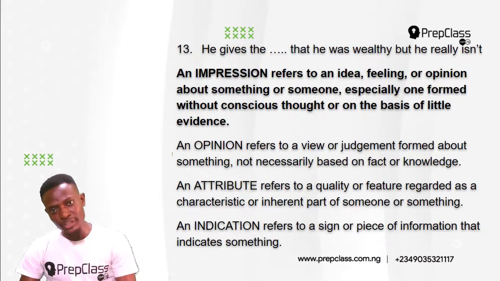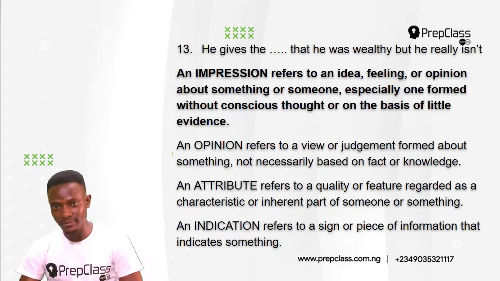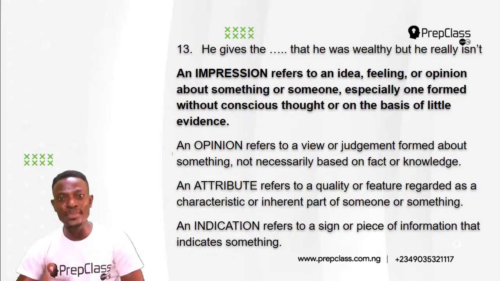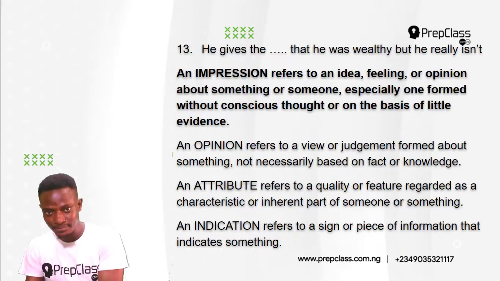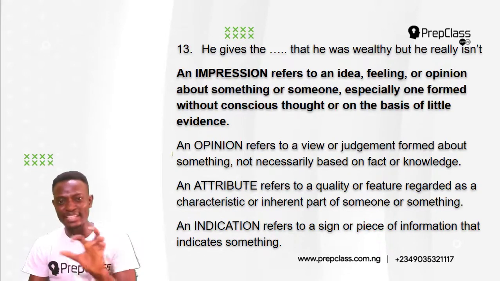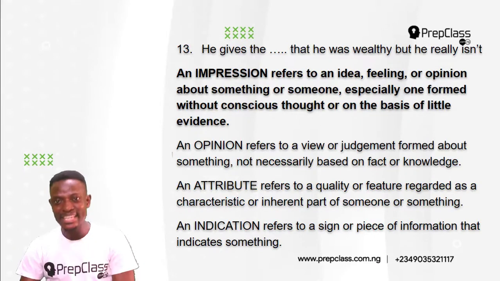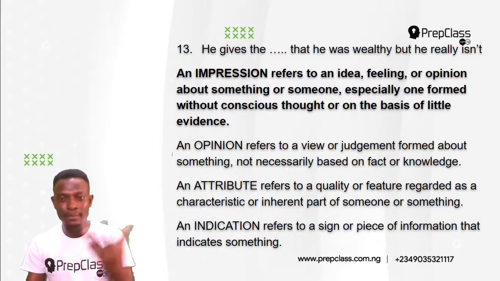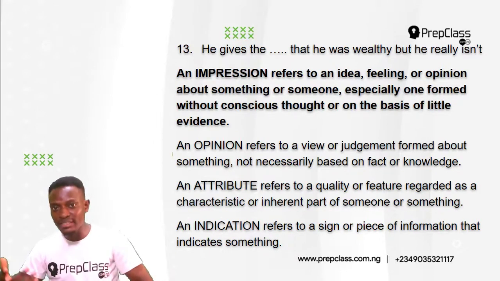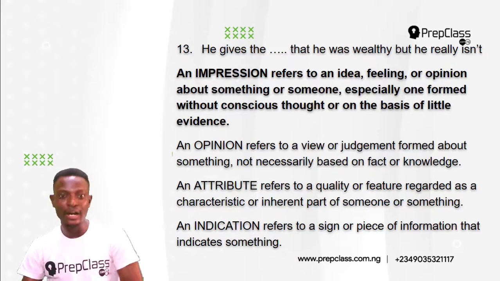Now, an impression refers to an idea, feeling, or opinion about someone or something, especially one formed without conscious thought or on the basis of little evidence. So the answer is impression. It gives the impression that he was wealthy, but he really isn't. It just gives what? A kind of feeling or idea that he's wealthy, but he really isn't. Maybe because of the way he dresses, the way he walks, it gives an impression that he was wealthy, but he really isn't. Now, it is not opinion.